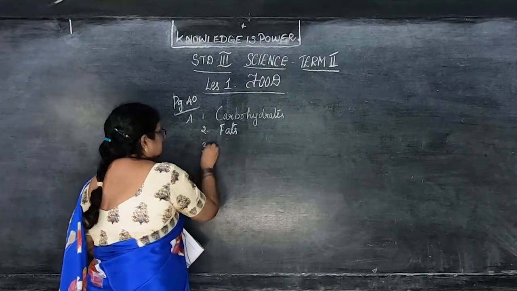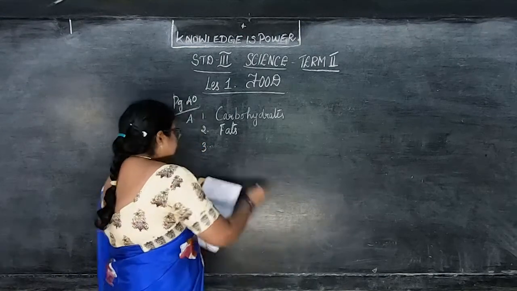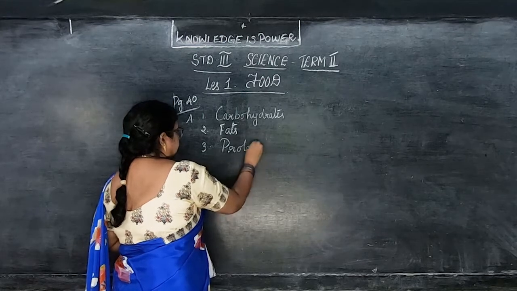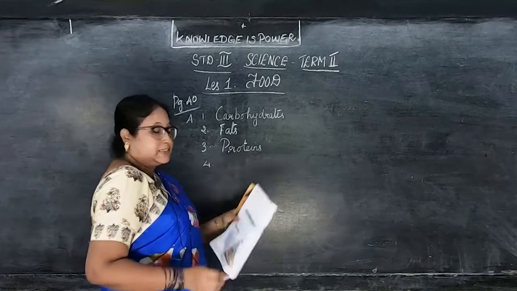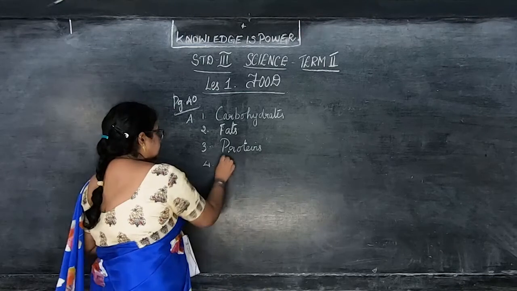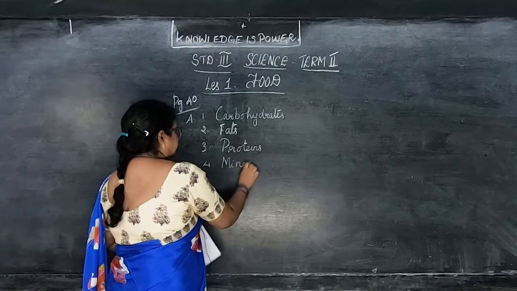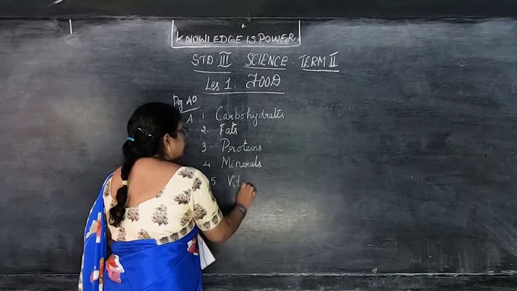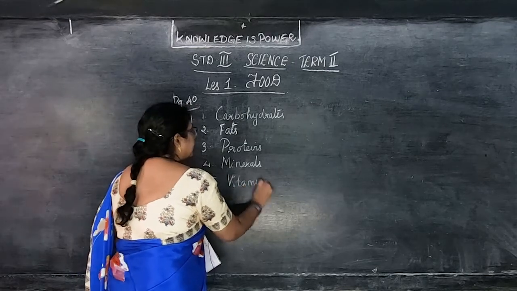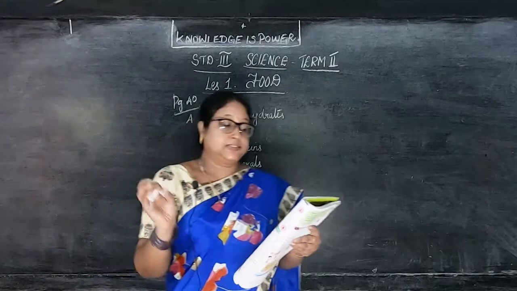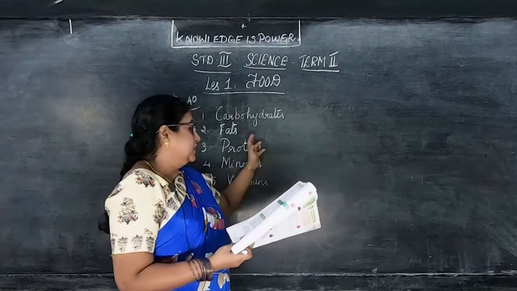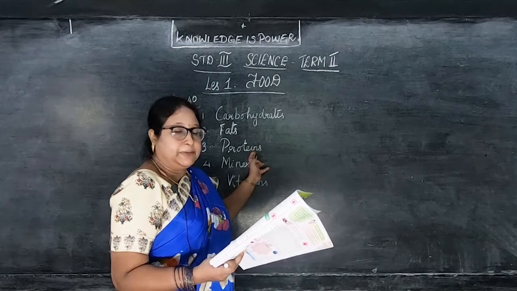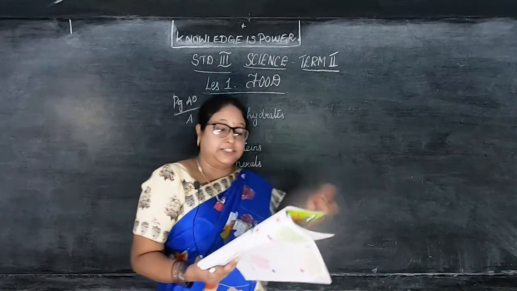So what is that, children? Coconut oil contains fats. Then egg contains proteins. Egg contains proteins. Then fig contains minerals. Fig contains minerals and carrot contains vitamins. Okay, children? So do you understand this? So rice contains carbohydrates, coconut oil contains fats, egg contains proteins, fig minerals and carrot contains vitamins.